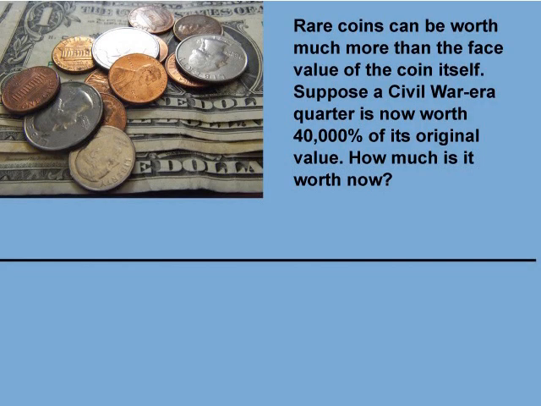Rare coins can be worth much more than the face value of the coin itself. Suppose a Civil War era quarter is now worth 40,000% of its original value. How much is it worth now? In this case, the principal is less than $1, and the rate is well over 100%. But the simple interest formula still applies.